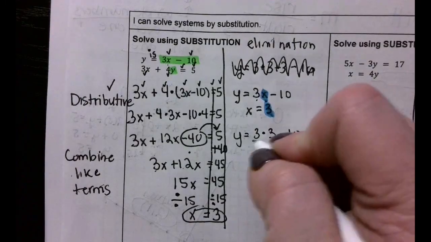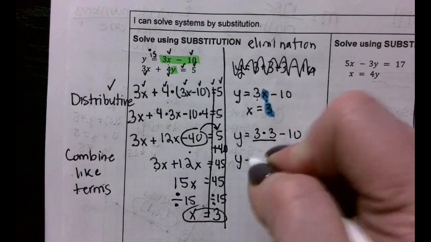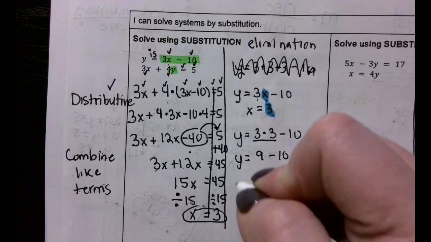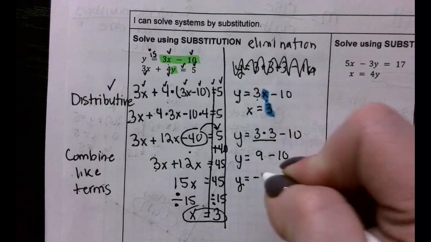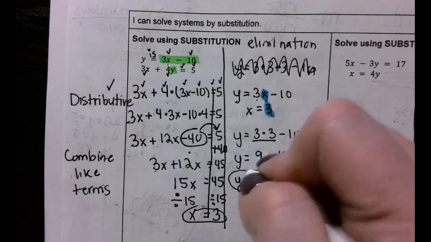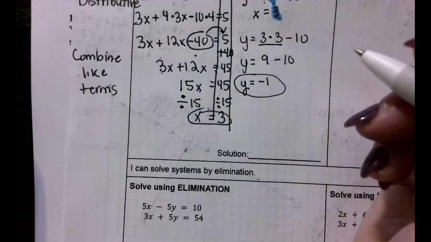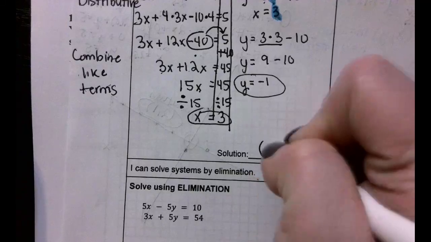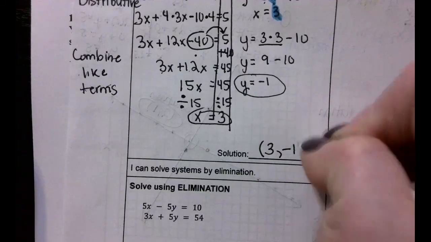Remember PEMDAS, so I'm going to do the 3 times 3 first, so that's going to give me 9. And then I'm going to do my 9 minus 10. I highly recommend using a calculator for all of this, because if you try to do it in your head, you might get some brain fatigue. Remember, you're not done because your solution is always written as a coordinate point.